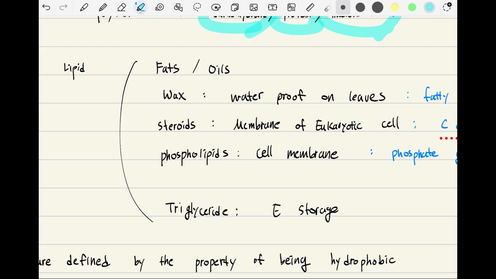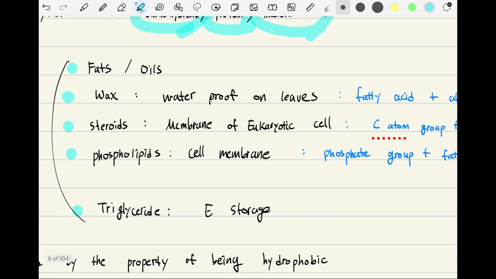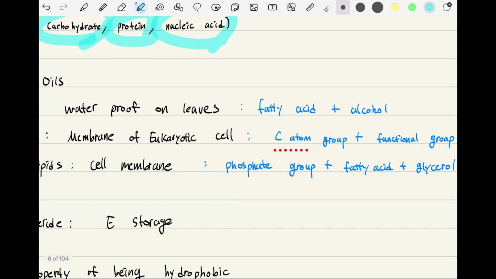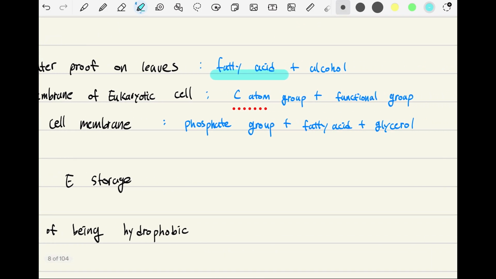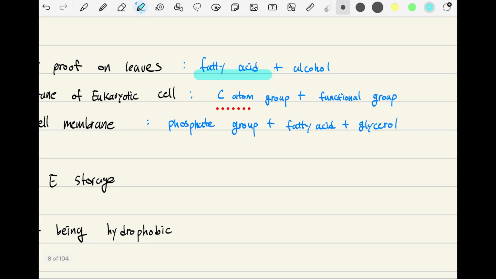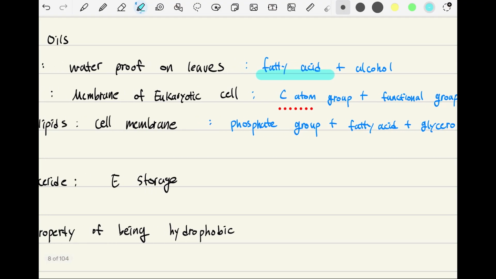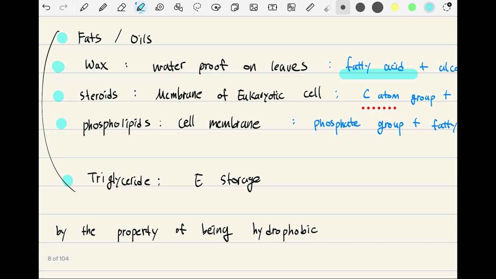Let's talk about types of lipids. The major ones are fats, oils, wax, steroids, phospholipids, and triglycerides. Wax is the waterproofing on leaves, and it is usually made of fatty acid and alcohol. And steroids are in the membrane of eukaryotic cells, and they are usually made of carbon atom groups and other functional groups. Phospholipids, these are important.